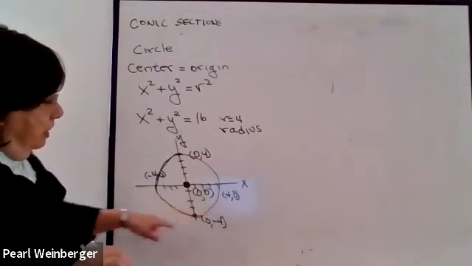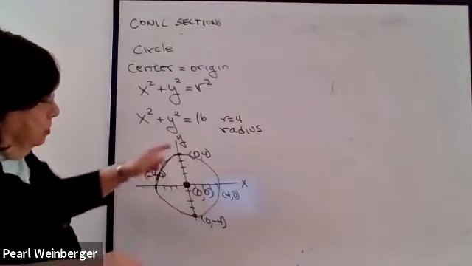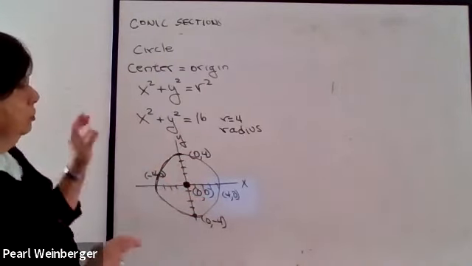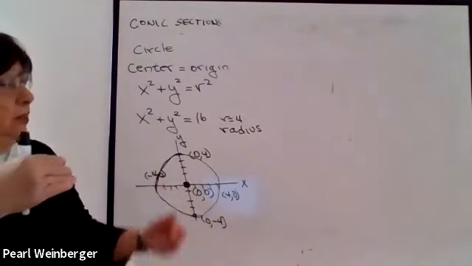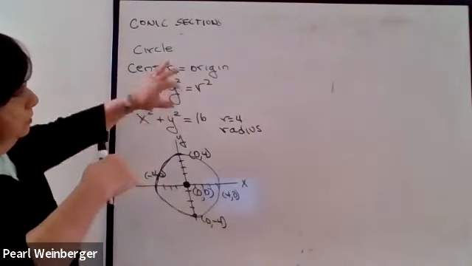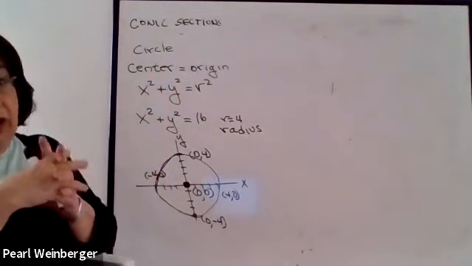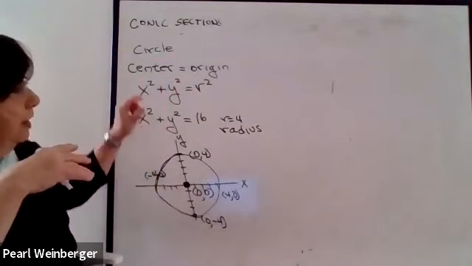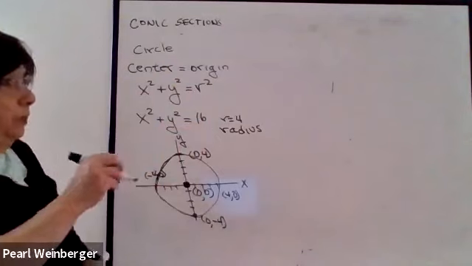And then just connect them. Don't connect them with straight lines. This is a circle, and here is your circle. So it's very easy when you have an equation that says x squared plus y squared equals a number to figure out what that is going to look like. It's going to be a circle, and the radius is going to be the square root of this number.